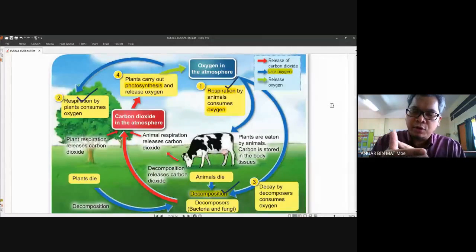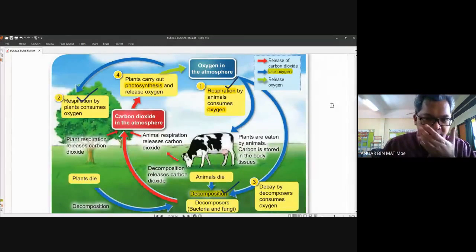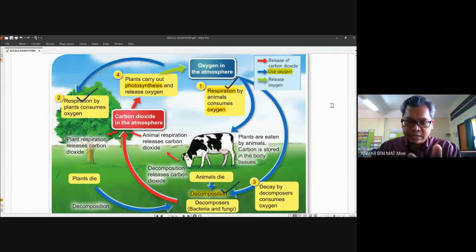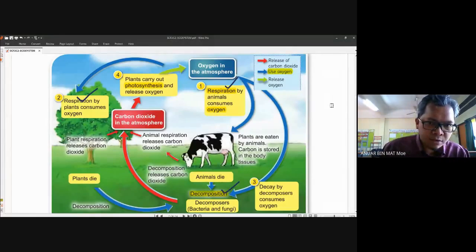And the process that also uses carbon dioxide, we also call it photosynthesis, only in plant. In this chart, you must be able to identify the process, whether the process uses oxygen or uses carbon dioxide, or maybe releases oxygen or releases carbon dioxide. Very easy to remember, right?